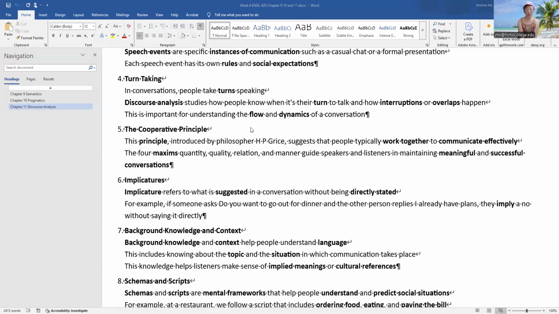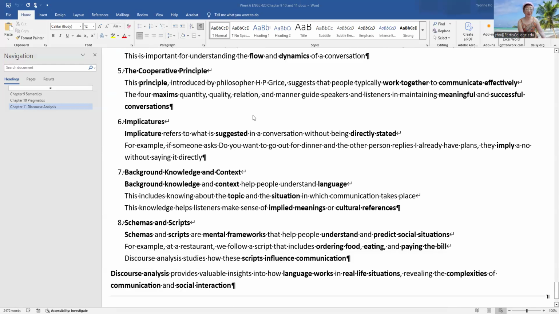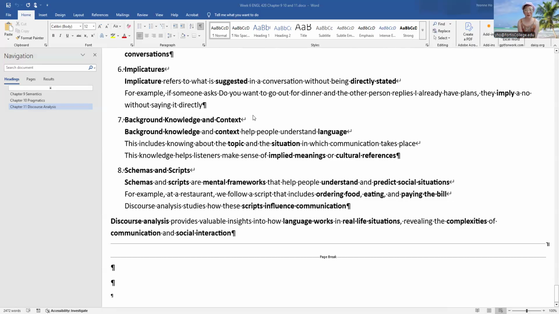Implicature refers to what is suggested in a conversation without being directly stated. For example, the closet example. Do you mind putting your stupid clothes? Okay, she didn't use the word stupid the first time she asked. She was polite, but because I didn't get it, she started using that bad word that starts with F in front of "ing," turning clothes into the F-ing closet. Then I'm like, oops. Anyway, background knowledge and context help people understand language.